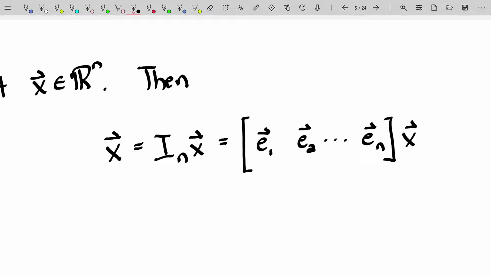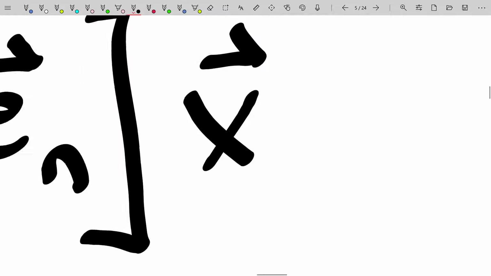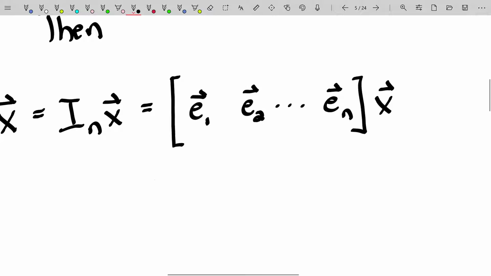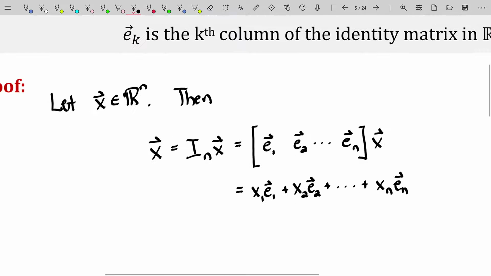Remember, E sub 1 means you have 1 in the first position, zeros elsewhere. E sub 2 means you have a 1 in the second position, zeros elsewhere. And remember, X has n entries, so this multiplication of a matrix times a vector can be written as a linear combination of the columns of the identity matrix having weights the entries in X. So there's nothing wrong with this statement right here, just pure clean logic.